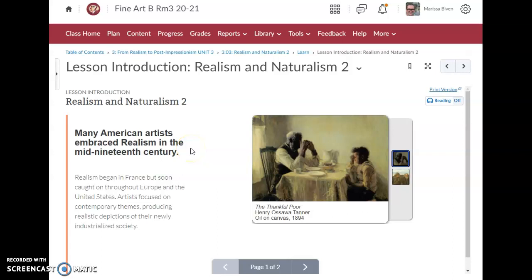Many American artists embraced realism in the mid-19th century. Realism began in France but soon caught on throughout Europe and the United States. Artists focused on contemporary themes, producing realistic depictions of their newly industrialized society. So even though realism started off in France, it eventually came over to the United States, where artists made contemporary themes, meaning what was going on at the time, like everyday scenes of everyday life. They produced realistic depictions of their newly industrialized society.